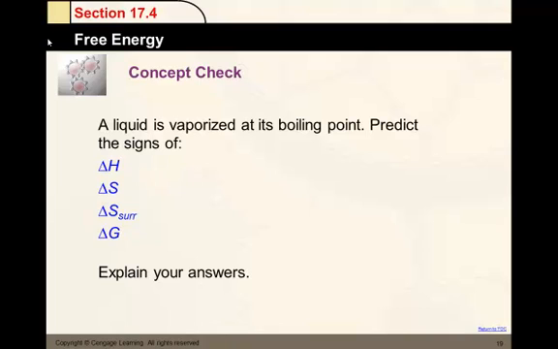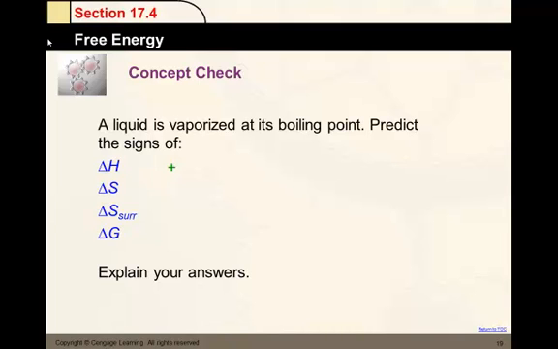Let's look at this question. A liquid is vaporized at its boiling point. Predict the signs of delta H, delta S surroundings, and delta G. Well, if something is vaporized, that means it goes from a liquid to a gas, and you have to add energy to do that. So if you're adding energy, it's a positive delta H.